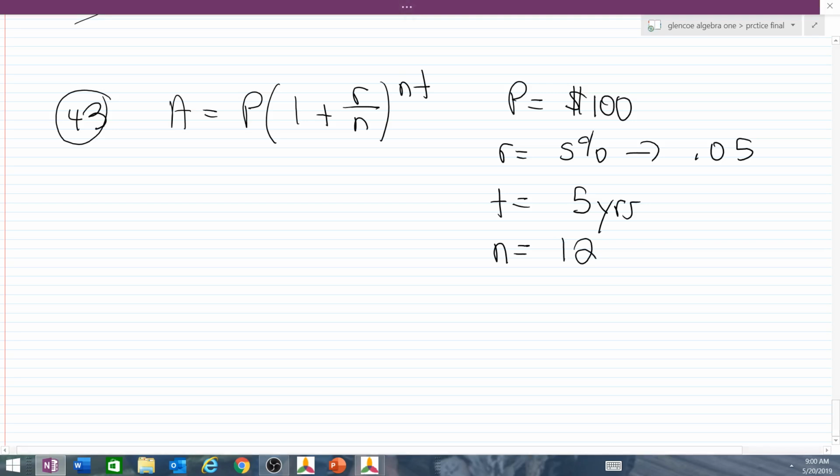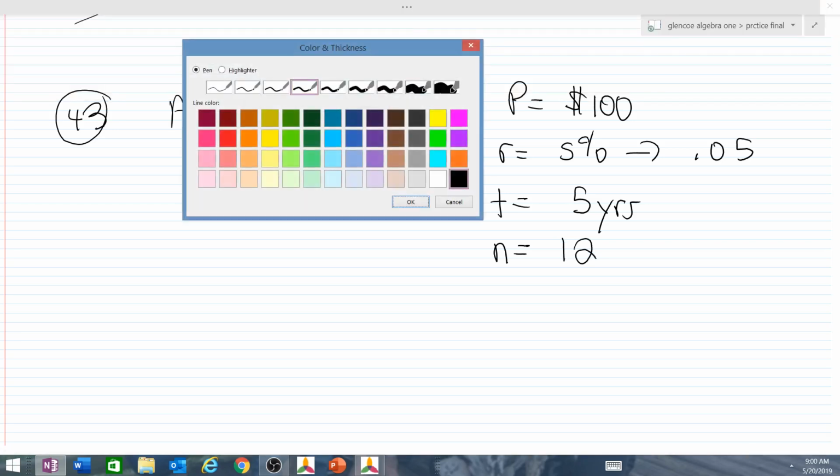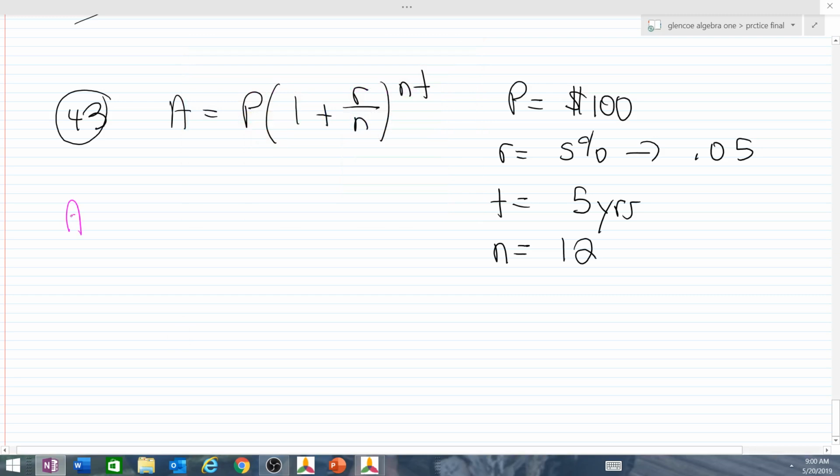Now you take all of those pieces and you plug them in, and so it's going to look like this. A equals 100 times 1 plus 0.05 over 12, to the power of 12 times 5. And you're going to divide 0.05 by 12. Don't round anything, guys, until the very end. 0.05 divided by 12 gives me 0.004166667. Add that to 1. And so now you have something like this on your calculator.